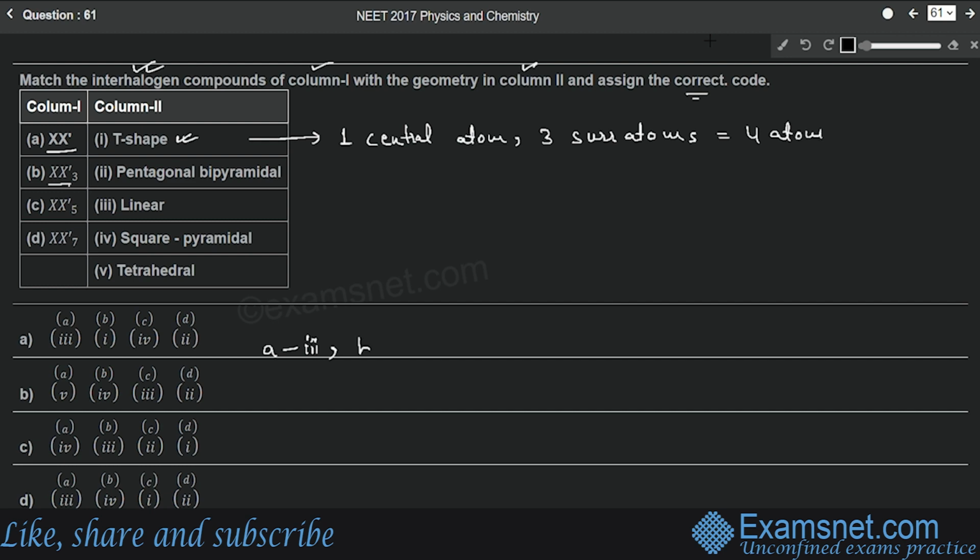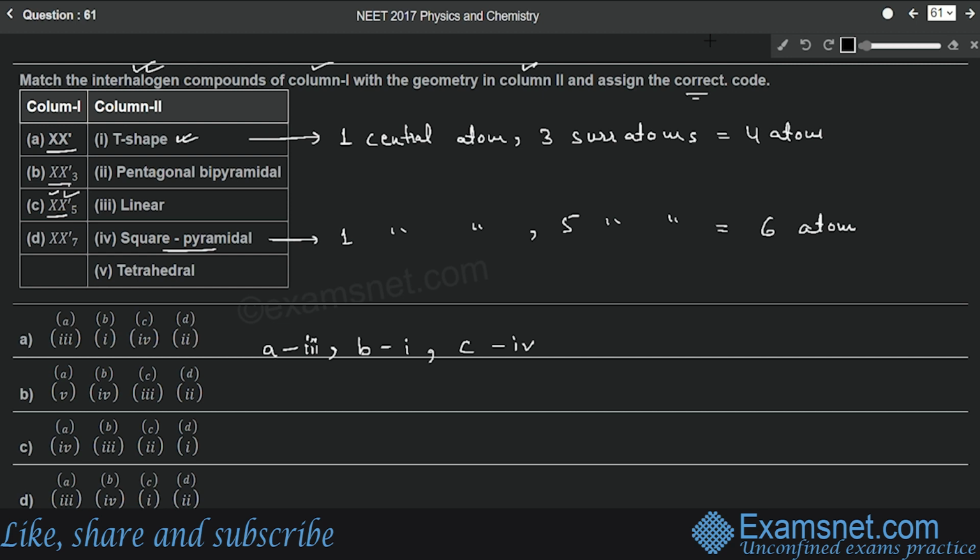So the correct match for B will be number 1. Third one is XX-5, that means one central and 5 surrounding, so total 6 atoms, right? So the correct match for this will be square pyramidal, right? Here we have one central atom and 5 surrounding atoms, so total of 6 atoms are there in case of square pyramidal. That means the correct match for C will be number 4.